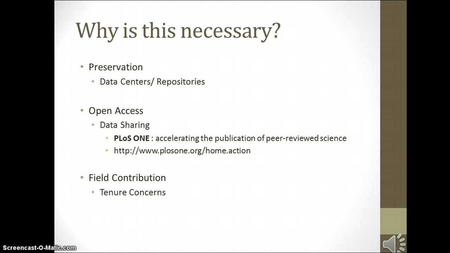So we all have to get on the bandwagon and say, hey, preservation, open access, and let's not discriminate against open access. Good science is good science.